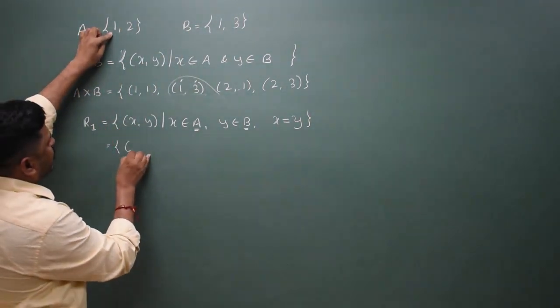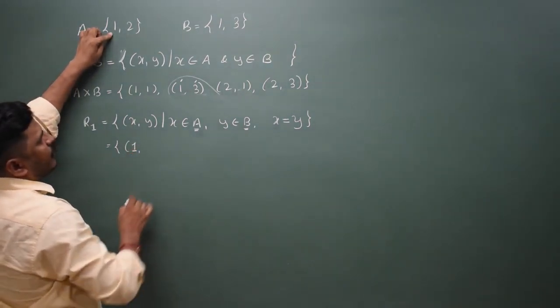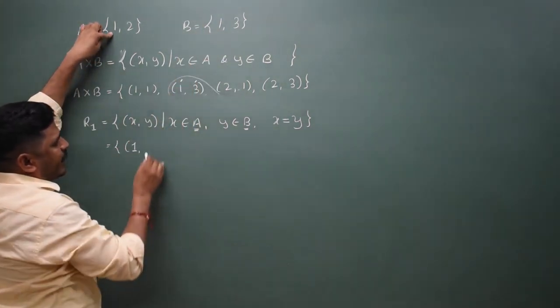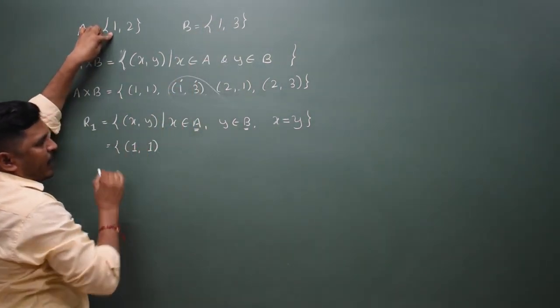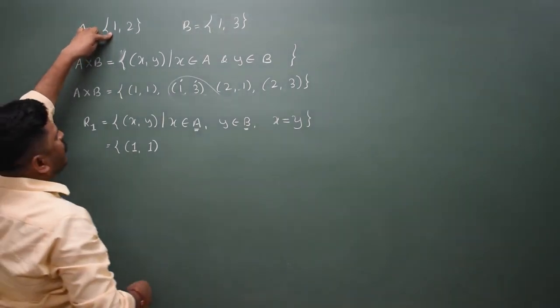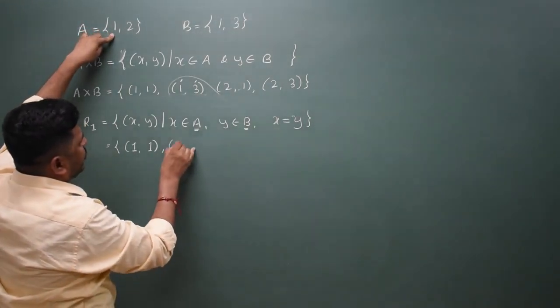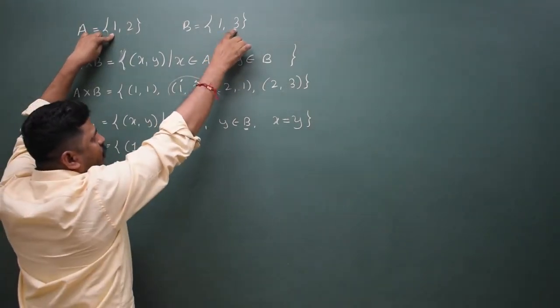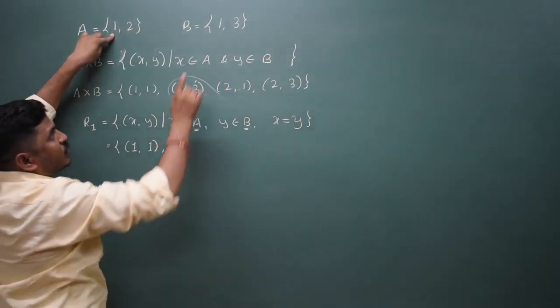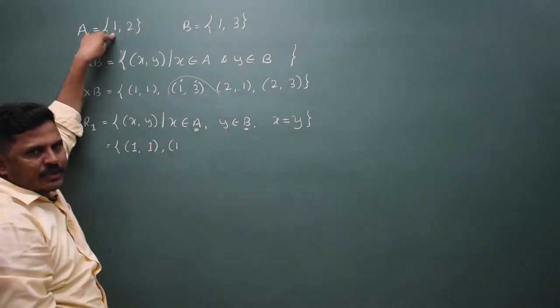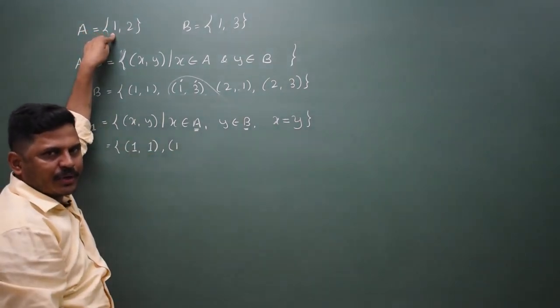First element I will select from the first set, 1. Is it equal to the first element of the second set? If yes, you have to write it. Is 1 equal to 3? No, then 1 is not related to 3. We say 1 is not related to 3.